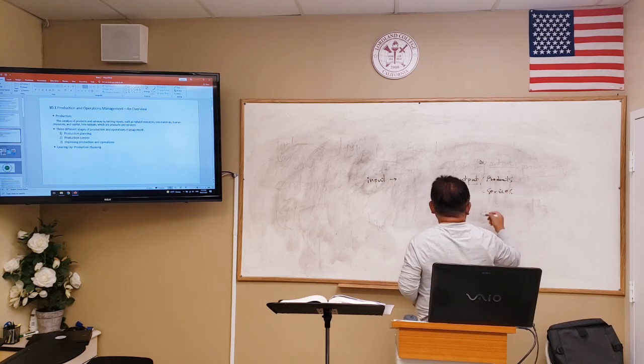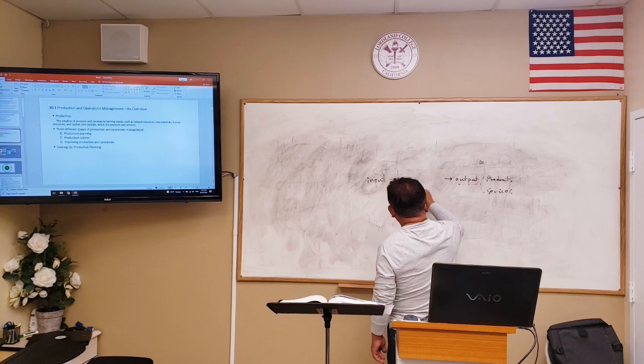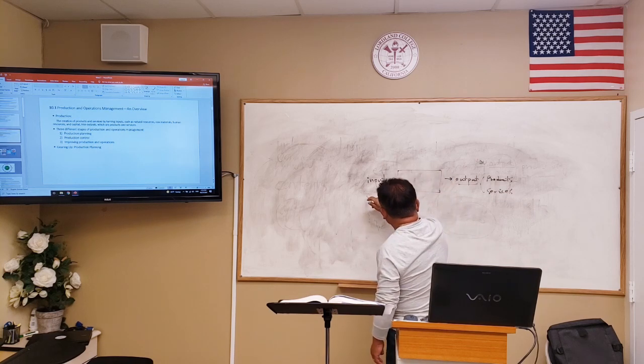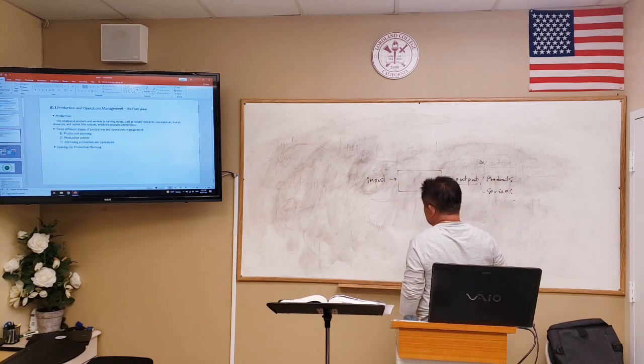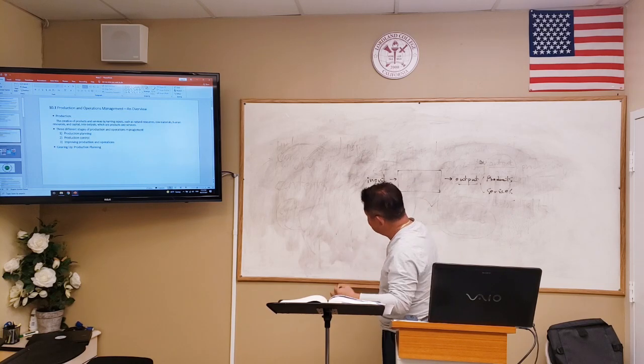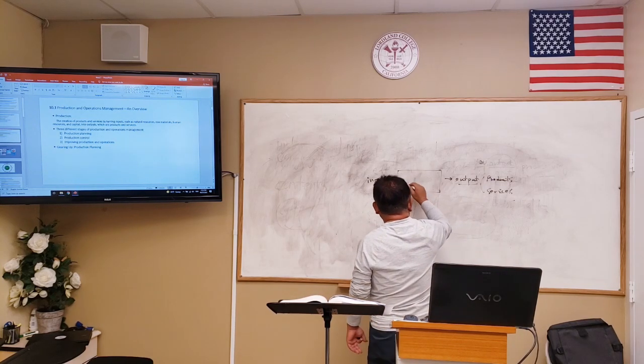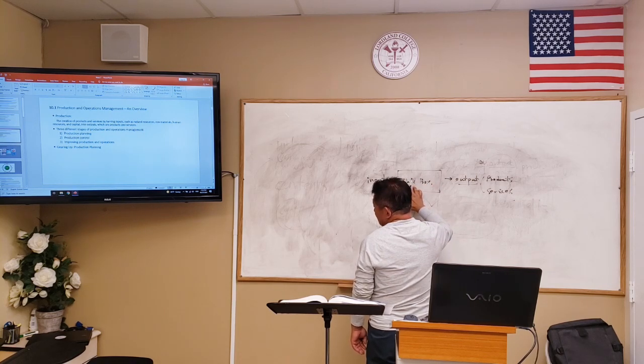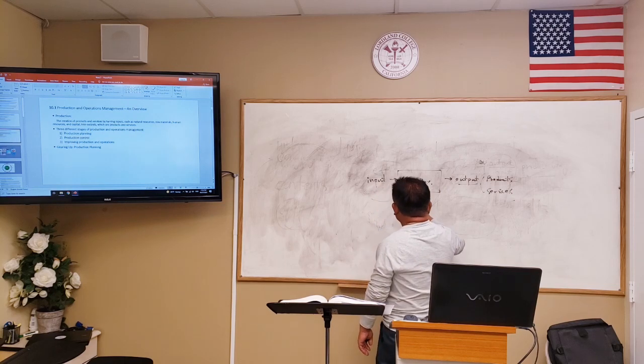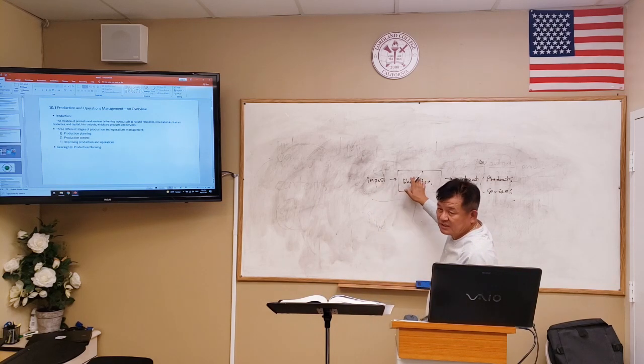Products and services also. Anyway, this whole process we call production. This box, what's the meaning of this box? Black box. Also called unknown processing, because there are so many processes in here.